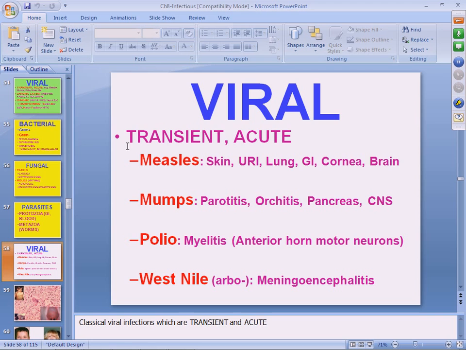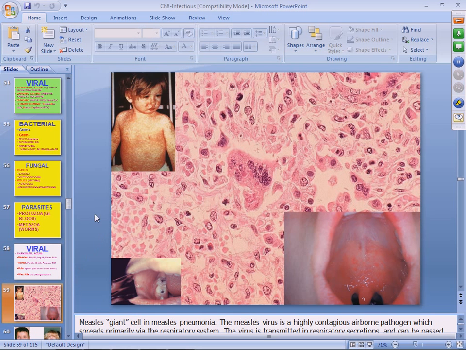The first category, transient, acute: measles, mumps, polio, West Nile. And even though you may never see it, because they generally don't exist in the so-called developed, vaccinated countries anymore, sometimes they occur in undeveloped countries as outbreaks. Otherwise, very rarely you'll hear of, in the United States or so-called developed countries, measles or mumps or polio. I think for the most part, polio is eradicated forever.